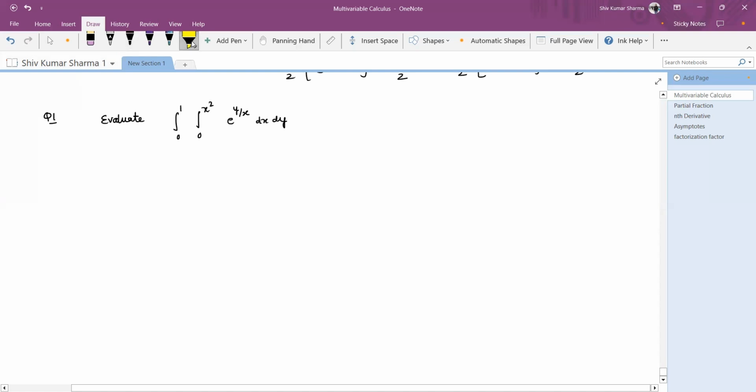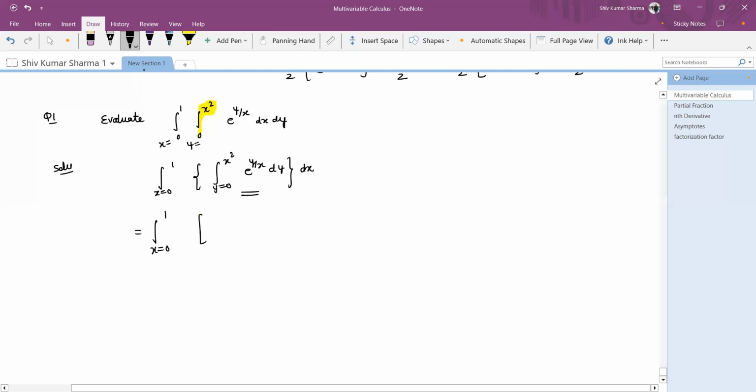Here the variable limit is for y, that means the limit is given in terms of x. This limit is for variable y, and this is for x. So first we solve the variable limit. We can write this as x equal to 0 to 1, and here y equal to 0 to x square, e raised to the power y upon x, dy and dx.